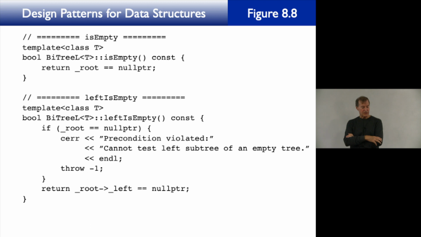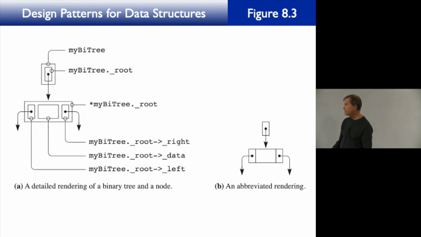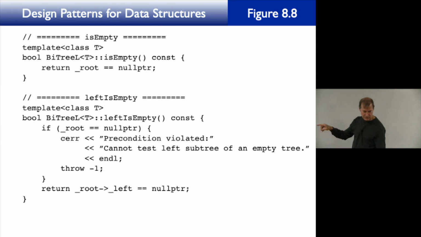Otherwise, what do we return? So you remember it's _root arrow left. So how did that work? Remember it was like this in figure 8.3. So my by tree dot _root is a pointer to a node, and then my by tree dot _root arrow left is the left pointer of the node to which it points. So that's how we test. So we return _root arrow left == null pointer. Everybody good with that? That's just a short little one-liner.